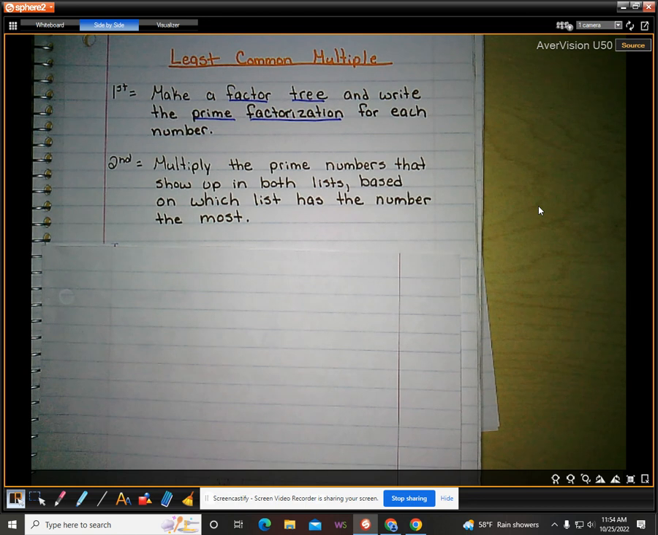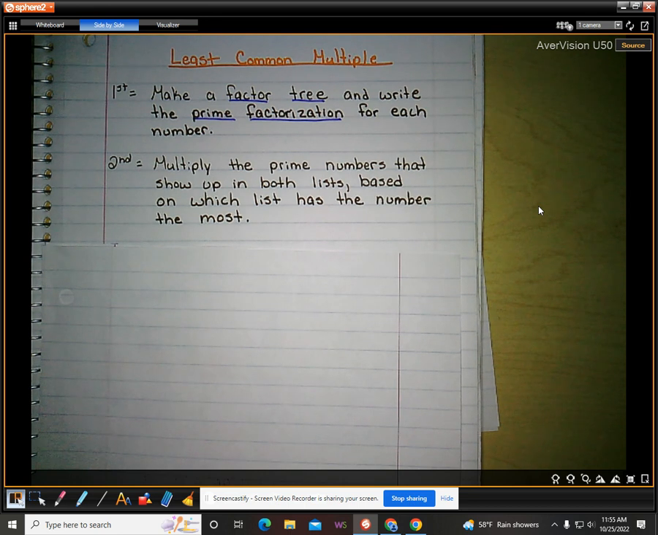So then, once you have your prime factorization written for both numbers, or if it happened to be 3 numbers, step 2 is the tricky one to explain in words, but it's not that hard to do. So once we do examples, it'll make more sense. You are going to end up multiplying the prime numbers that show up in both of the lists based on which list has the number the most. Okay, and again, I know that sounds kind of confusing. It's not as confusing to do as it is to explain in words.